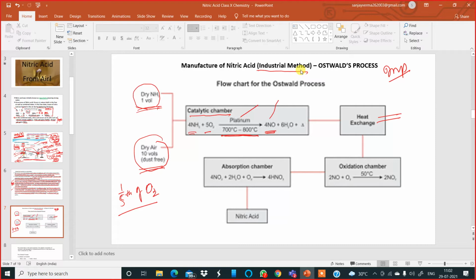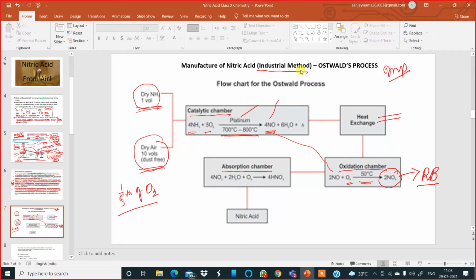Heat exchanger means it is lowering down the heat after the combination has taken place, and then the gases are sent into the oxidation chamber, which contains some more oxygen. This colorless nitric oxide reacts with oxygen at 50 degrees Celsius to prepare reddish brown nitrogen dioxide gas. This is reddish brown.